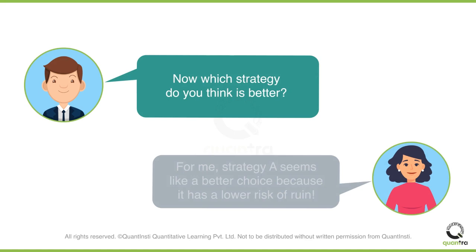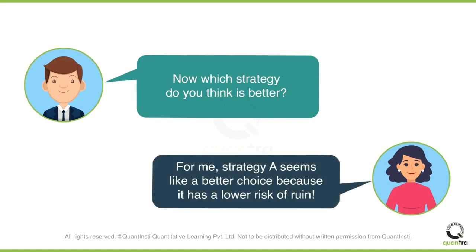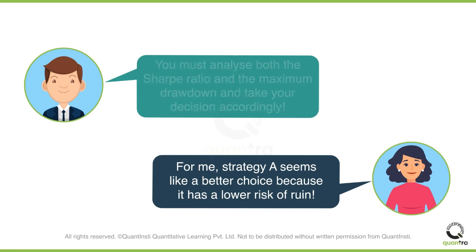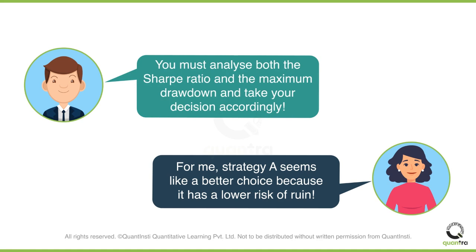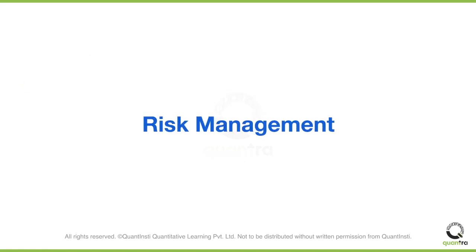Sophie tells John that strategy A seems to be a better choice for her, because she is more comfortable with a 30% loss compared to a 60% loss. And for that, she is satisfied with a strategy with a marginally lower Sharpe ratio. John agrees with Sophie, and adds that to evaluate a strategy, you must analyze both the Sharpe ratio and the maximum drawdown, and decide accordingly. That's all for this video. In the next section, we will learn about risk management.